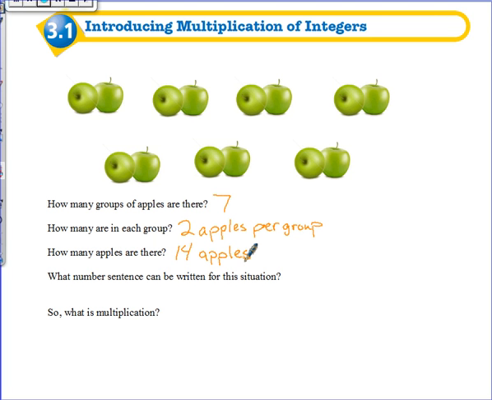What number sentence can be written for this situation? Well, we could go 2 plus 2 plus 2 plus 2 plus 2 plus 2 plus 2, but you're already bored. So we've got to find a better way to show this repeated addition, which is multiplication. So 7 groups of 2 apples each gives me 14.